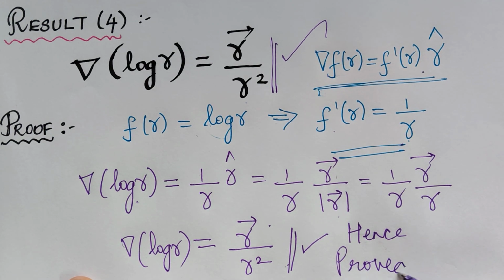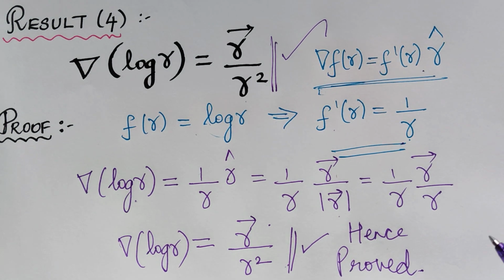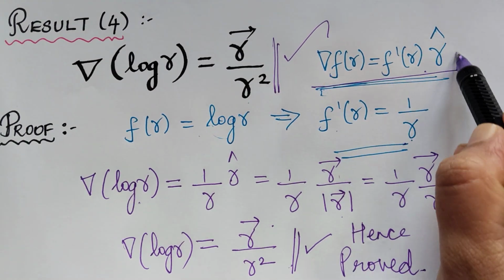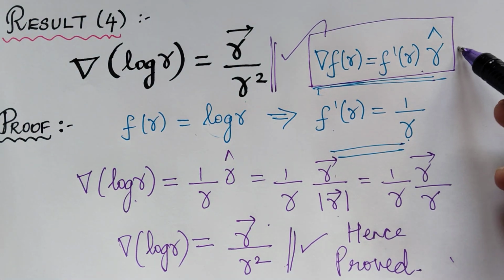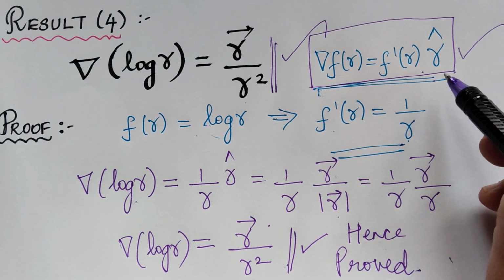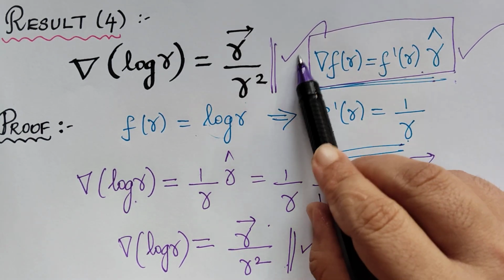Hope you have understood all the 4 results. We proved the first result, that is nabla of f of r is equal to f dash of r multiplied with r cap, and using this result we have proved 3 more results. So this is the base of all the results.